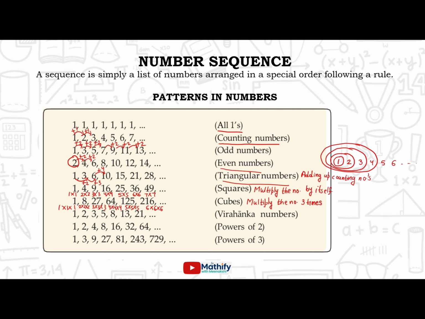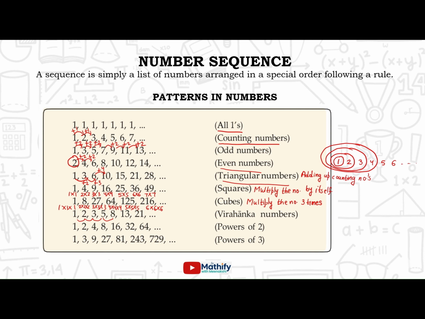Now, next series, Virahanka numbers. If you observe this series carefully, first we have 1, then we have 2, next is 3, next is 5. If I try to add numbers here, I will add 1, then I will add 1, then I will add 2, then I will add 3. So no, we are not getting a sequence this way. So just observe carefully what you will do here.